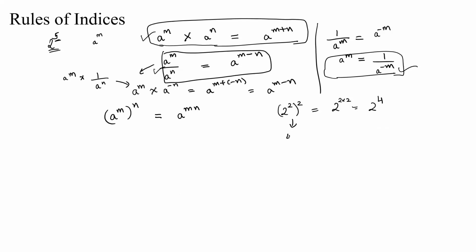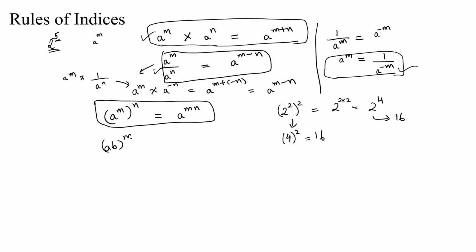If you solve this, you get 4 raised to power 2, which is 16, and this is also 2 raised to power 4, which is 16. So a raised to power m and whole of that raised to power n is a raised to power m into n. Now if you have a into b and you raise that to the power m, you get a raised to power m into b raised to power m, right? Then you have a raised to power 0 equal to 1. Any number raised to power 0 is equal to 1.